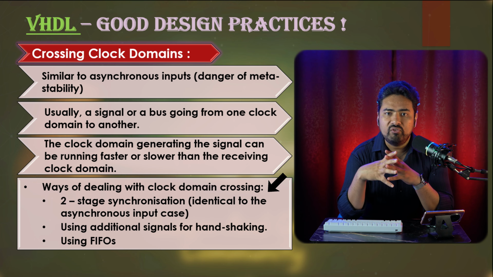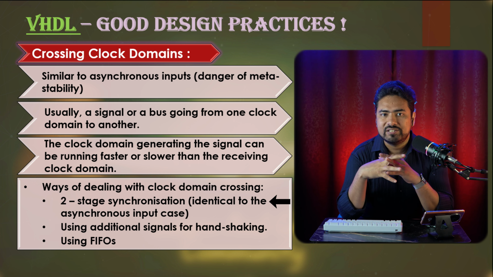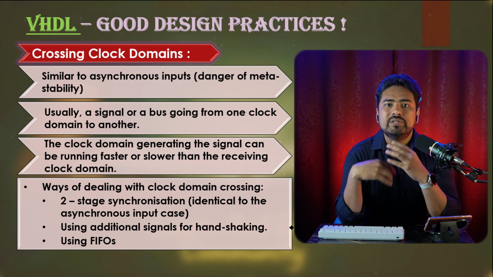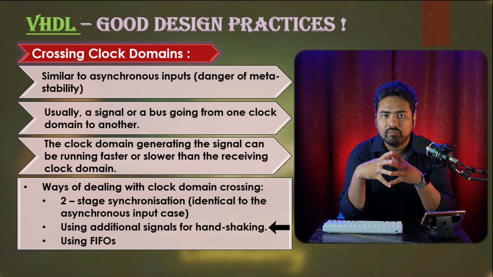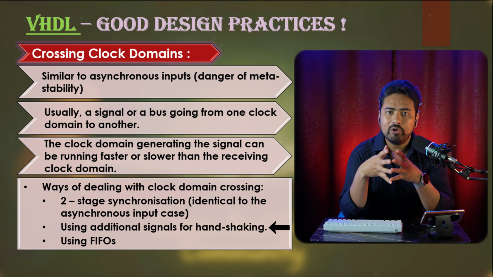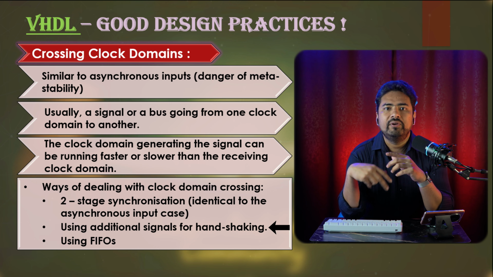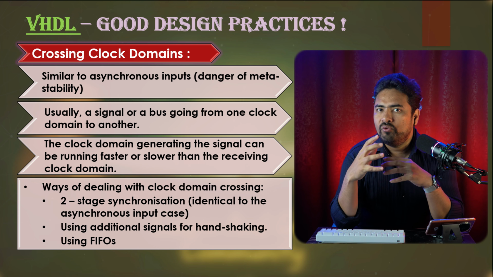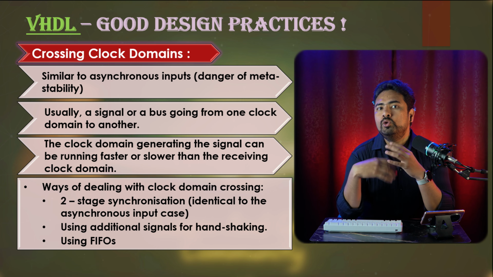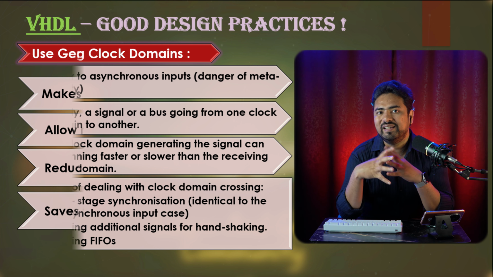Well, there are a couple of ways to do so. The simplest way is to use a two flip-flop synchronizing chain, as we have seen in the last slide. Another way is to use additional signals for handshaking. For example, you can generate additional ready and acknowledge signals for handshaking between two different clock signals or between two different clock domains. When you have more data, such as a wide data bus crossing clock domains, then you can use a dual clock FIFO to cross the clock domain safely.